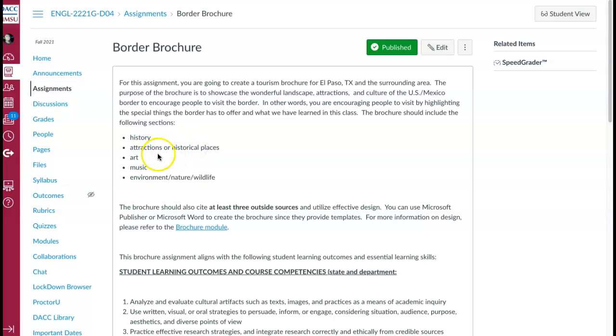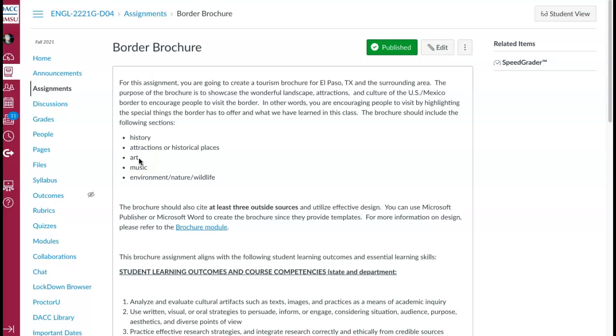And then also when it comes to attractions, again, we do have several attractions here that do draw people in, like we have the Misiones in Socorro, we have McGoffin Home, we have the Museum of Art, we have the Museum of History. So you get to decide which ones you want to highlight in your brochure.